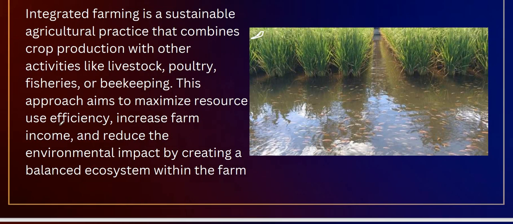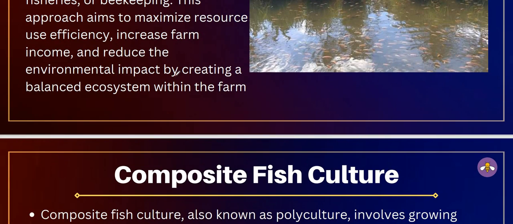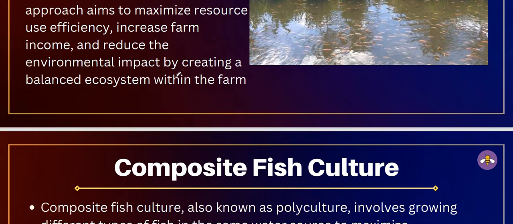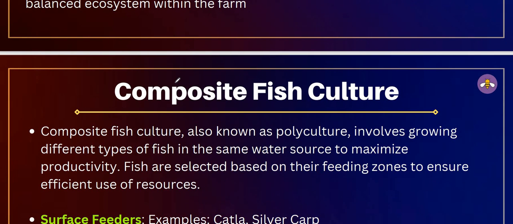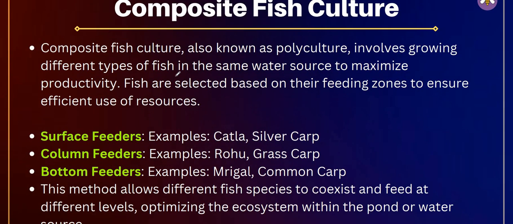This approach aims to maximize resource use efficiency, increase farm income, and reduce environmental impact by creating a balanced ecosystem within the farm. Composite fish culture, also known as polyculture, involves growing different types of fish in the same water. Just now I told you. Fish are selected based on their feeding zones to ensure sufficient use of resources.